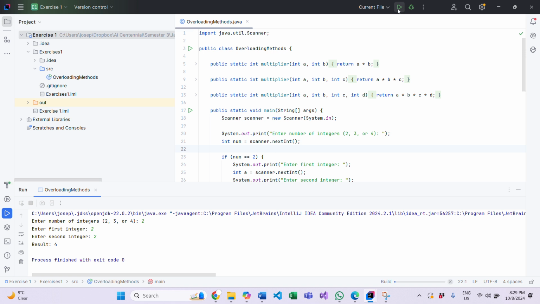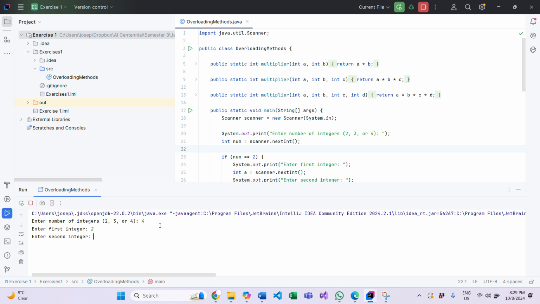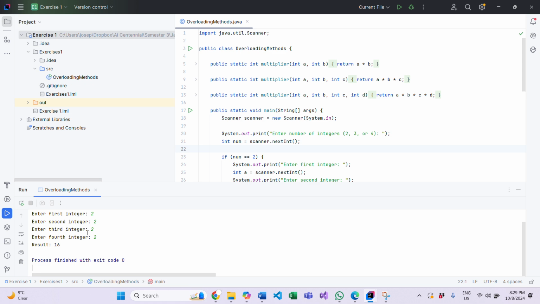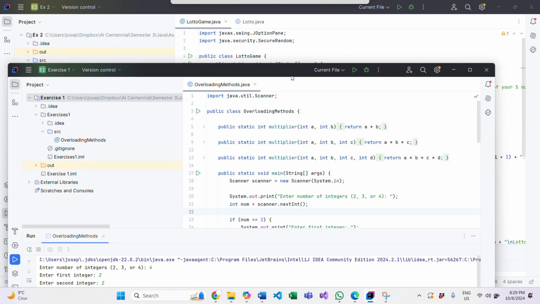I'm just going to run it again. This time I'm going to enter three. And that's two times two times two. That's eight. And then the third time I'm just going to do four integers. So two, two, two times two. Two to the power of four, that's 16. So that was the first exercise.